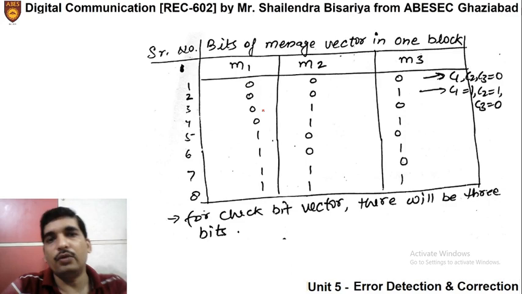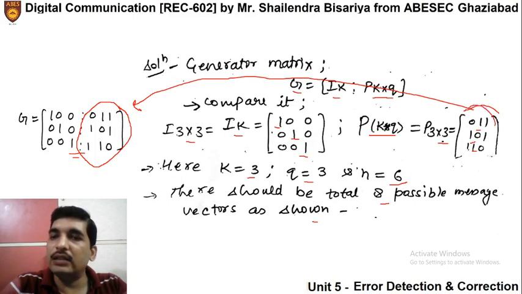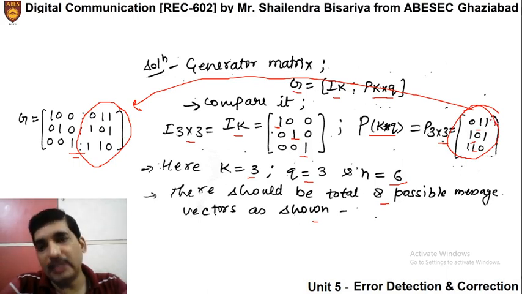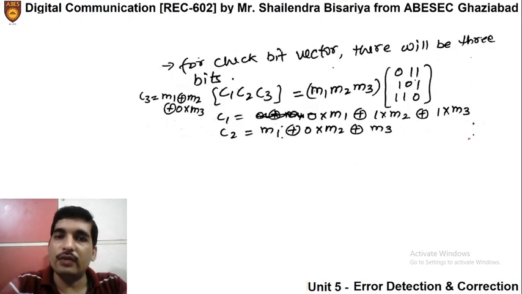First of all, we are writing all the values of M1, M2, M3: 0 0 0, 0 0 1, then 0 1 0, up to 1 1 1. Now we have to find the value of C1, C2, C3 for all the cases. How will we do that? We have to multiply this parity matrix with the message matrix, as we discussed in the last slide. So let us do that.